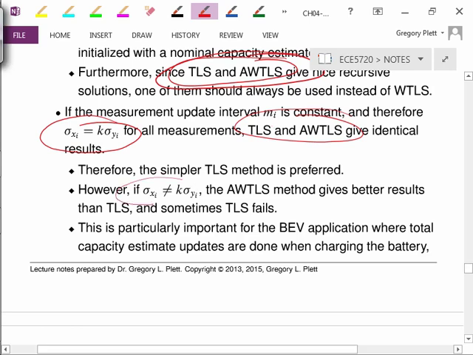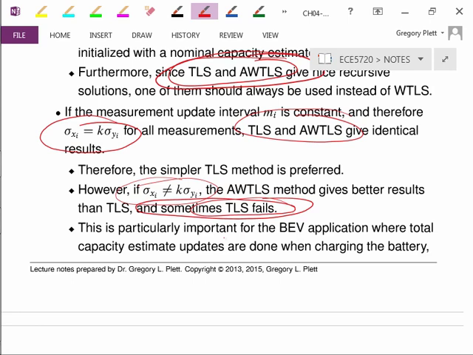But we found that if the measurement interval is not constant, like in a plug-in vehicle of any kind, then the AWTLS method gives better results than TLS, and sometimes TLS fails. And that word sometimes makes me worried. If it fails sometimes, can I be sure that it's going to work in whatever situation I happen to use it next? And that makes me think I probably shouldn't use it at all unless I'm guaranteed that the measurement update is constant.